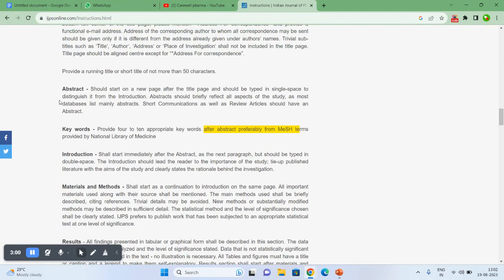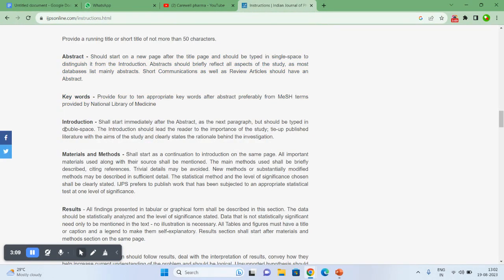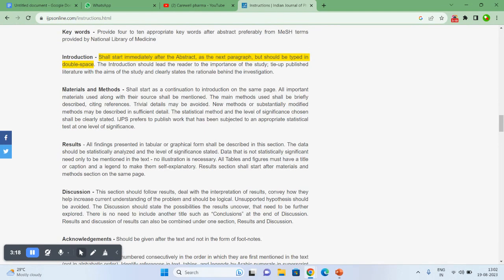Here they have mentioned that the abstract should be on a new page. That means after the title page there should be a new page where you mention the abstract and keywords. The introduction should be double spaced. Here you have to see indenting, left indent, right indent, the spacing, the font size, whatever is required by the journal. Then materials and methods. It should consist of all your materials, like your chemicals and your drug, where it is procured from and which company is providing it, so that there is some genuineness and transparency in your article.